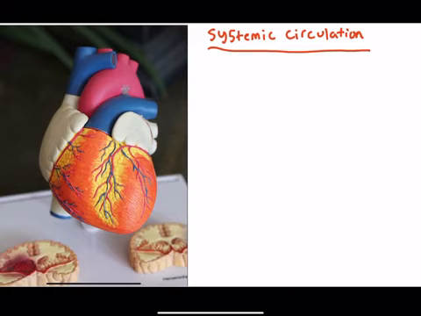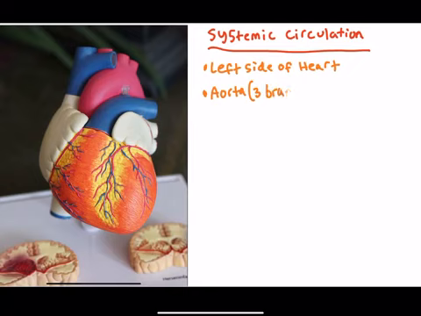Before we begin, let's write down some of the structures that are going to be involved in systemic circulation. The first thing that comes to my mind is the left side of the heart. This is going to be one of the main components in systemic circulation. A second structure is going to be the aorta and the three branches that come off the aorta.